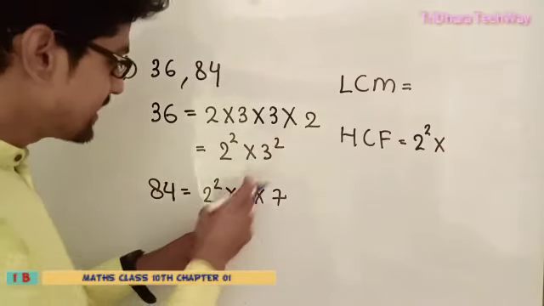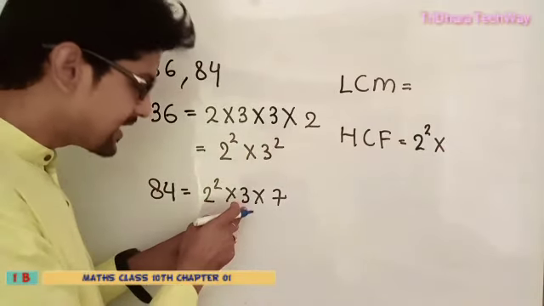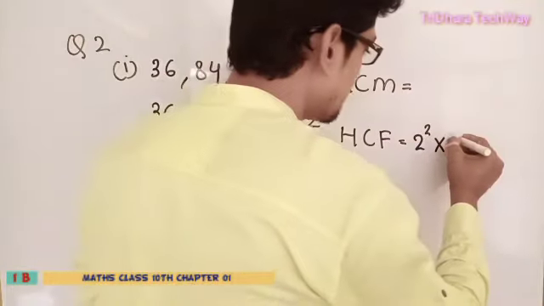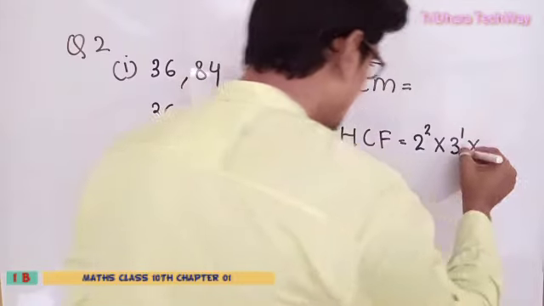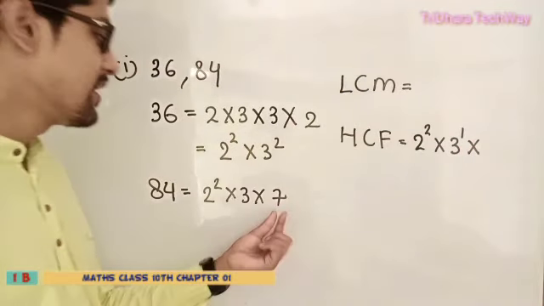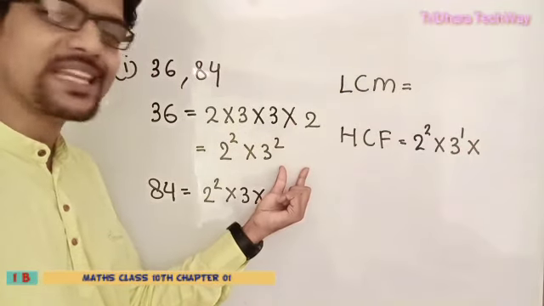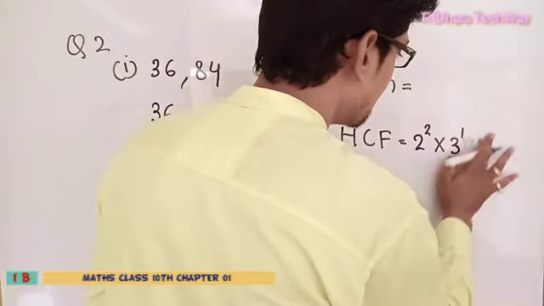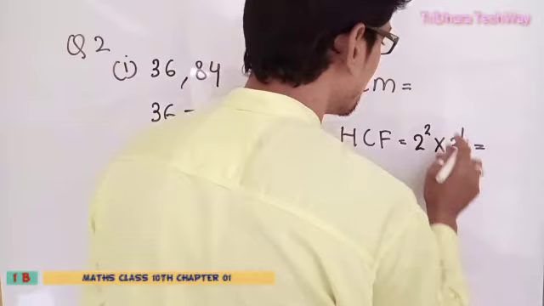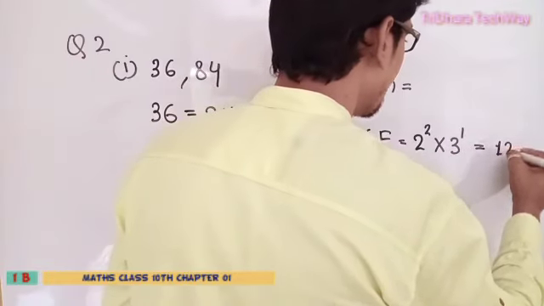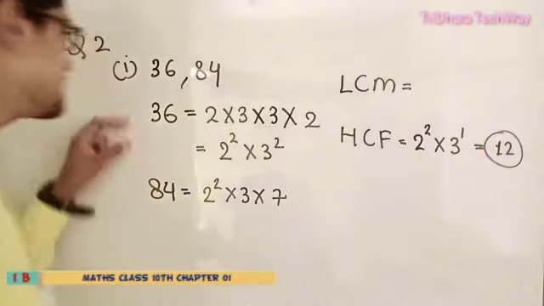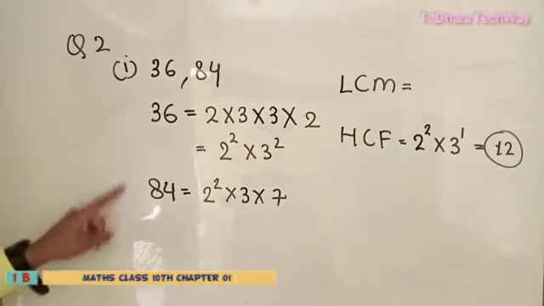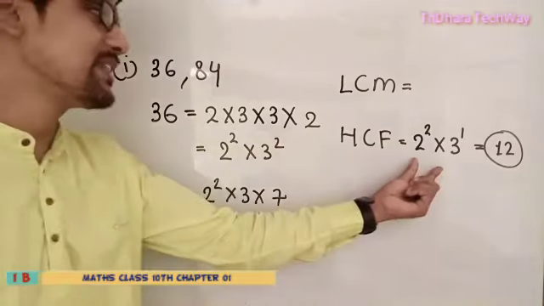Now here is 3 square, but here is 3 power 1. It means you have to write 3 power 1. And now see, here it's 7, but there is no 7 in the other number, so you don't have to write anything after that. Now multiply it: 2 square is 4, 4 times 3 is 12. 12 is the HCF of these two numbers. Okay, got it? 12 is the HCF of the two numbers with this method.